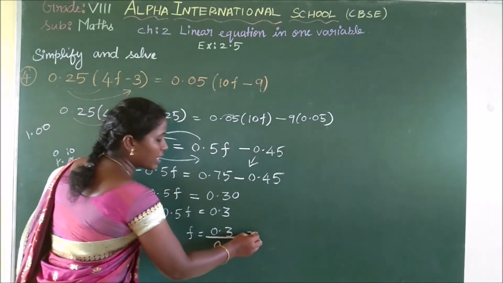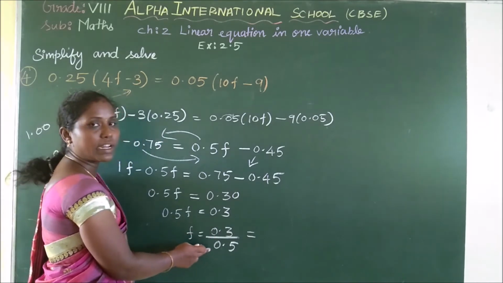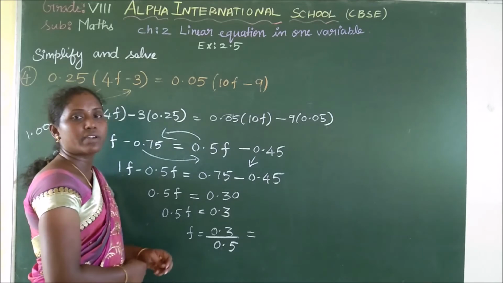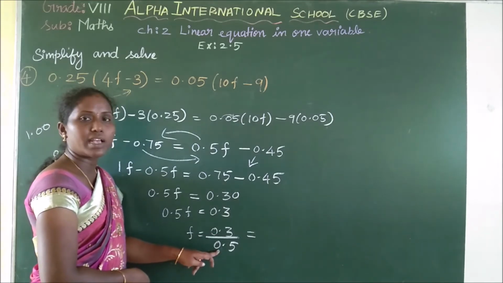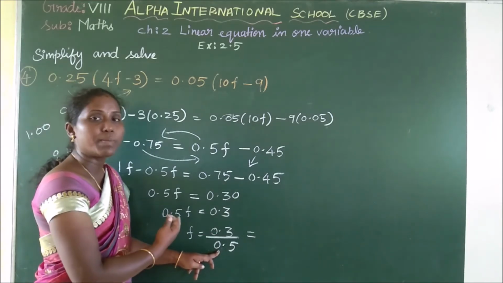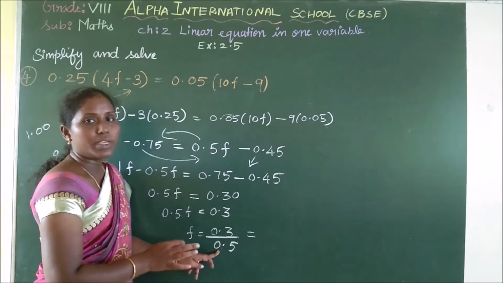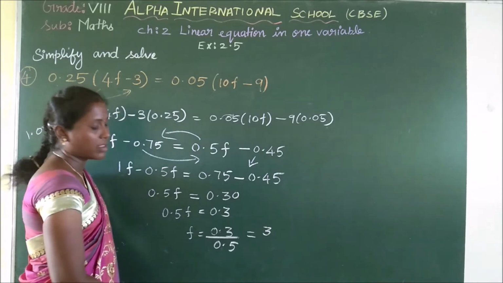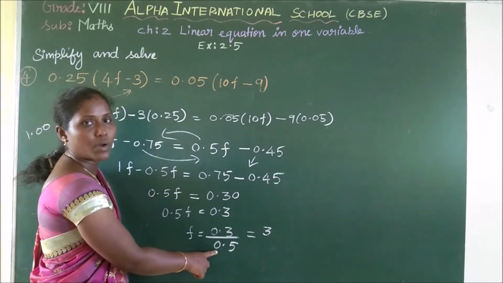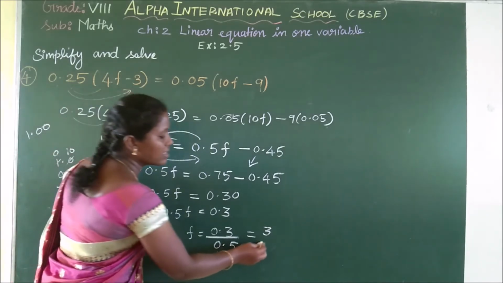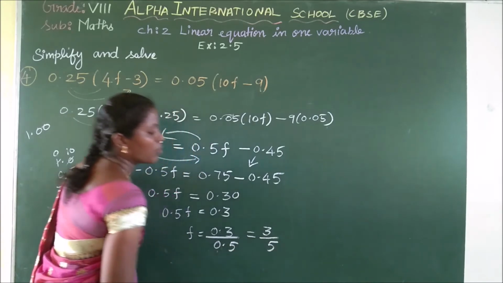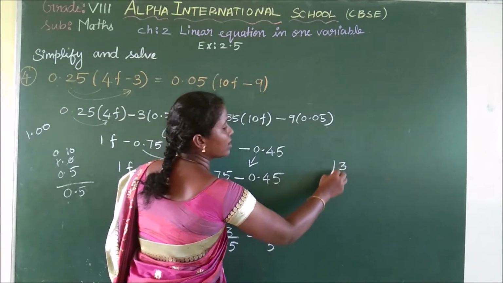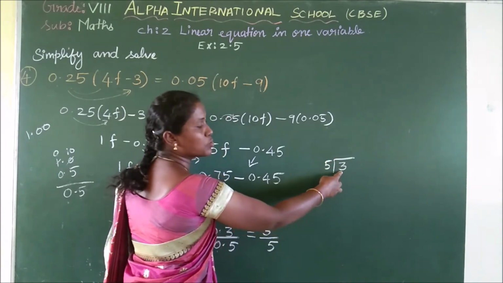Okay, so it is only one decimal. Both the numerator and denominator have only one decimal. If you want to remove the decimal, just multiply and divide by 10, because both have one decimal only. So if you multiply by 10, the decimal will be removed. The numerator will become 3, and the denominator will become 5. What is the answer for 3 divided by 5? If you are dividing 3 by 5, that is a smaller number.